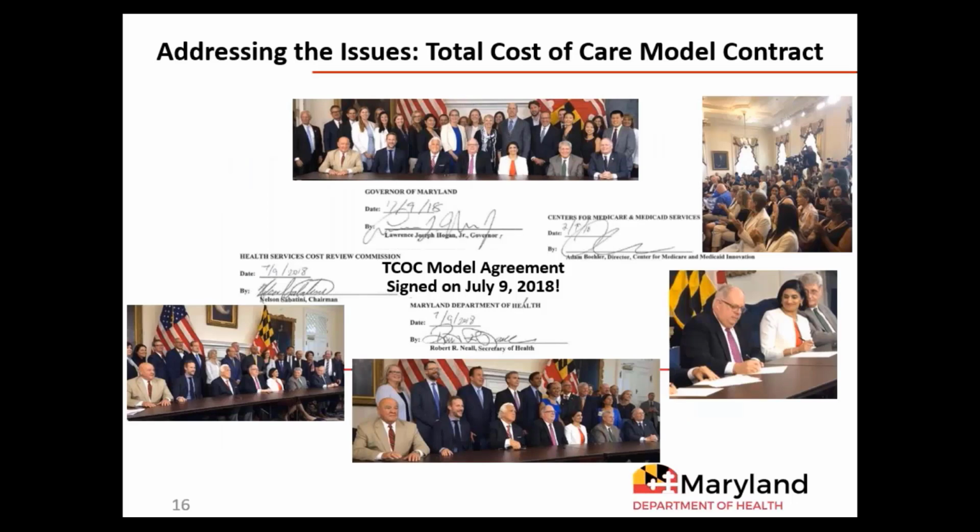So we started this program when the governor signed, July 9th of 2018, this total cost of care model contract, which commits us to at least 8 years, and if we're successful, forever, to have advanced primary care in the state, supported by care management fees and other supports, so that we can do the best job possible that we can.